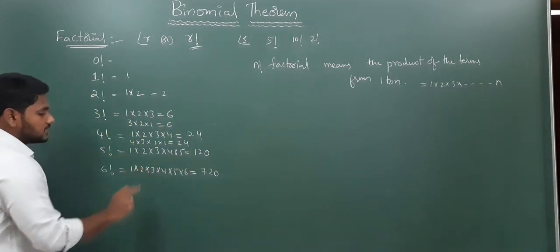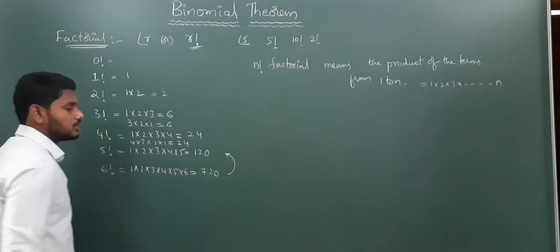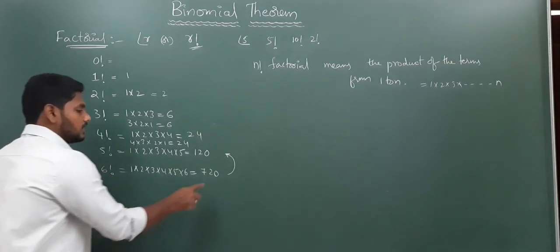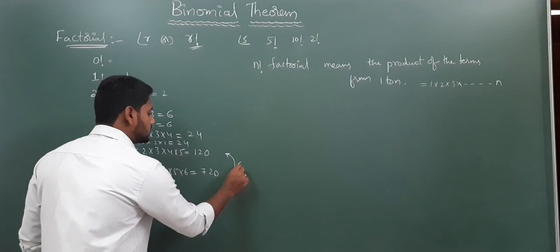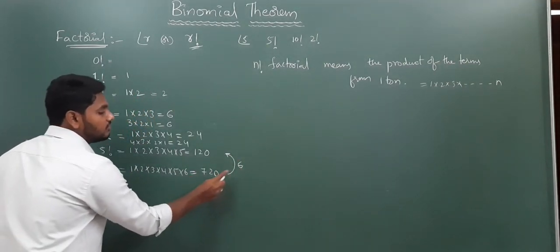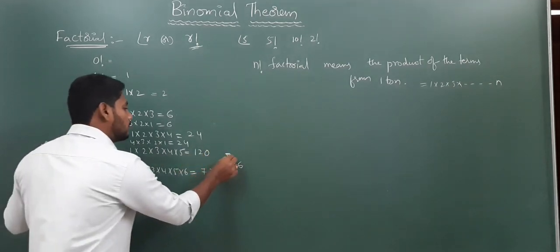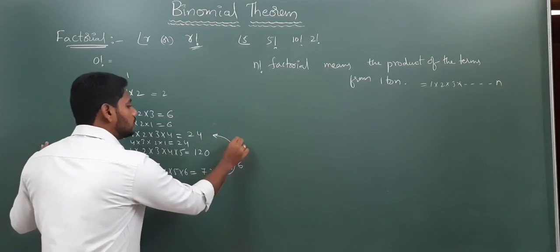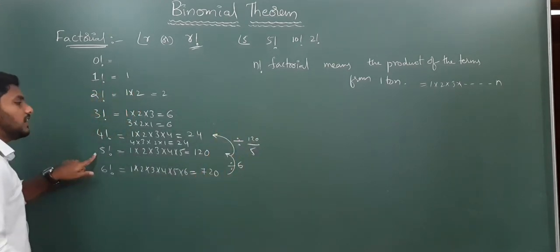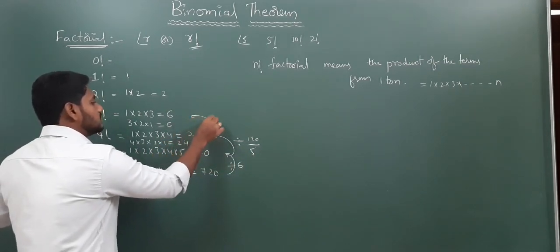For example, 6 factorial is 720. How can we get the value of 5 factorial from 6 factorial? If we divide 6 factorial by 6, that is 720 divided by 6, what do you get? 120. Now again, from 120 to 24, how? Divide 120 by 5, nothing but 5 factorial by 5. If you do, what will you get? 24.